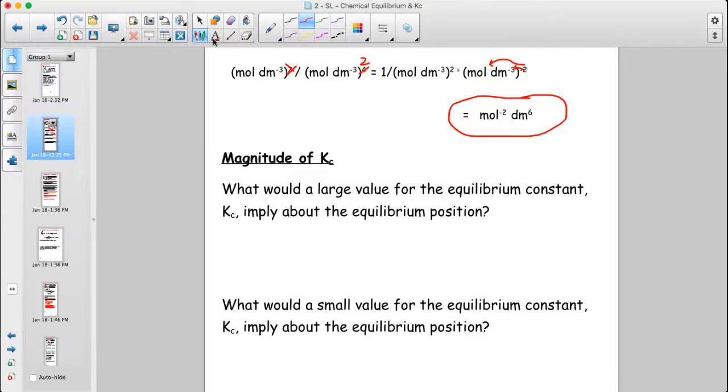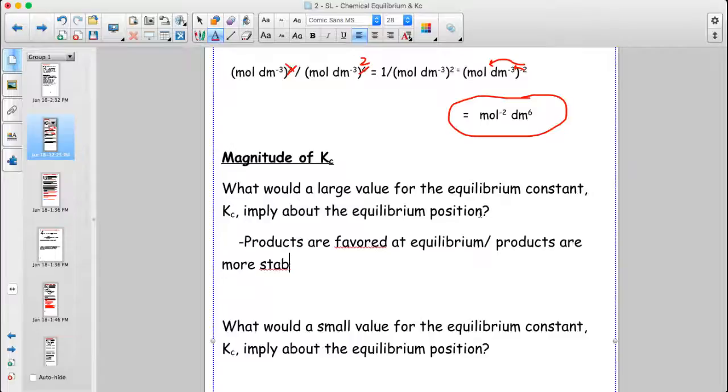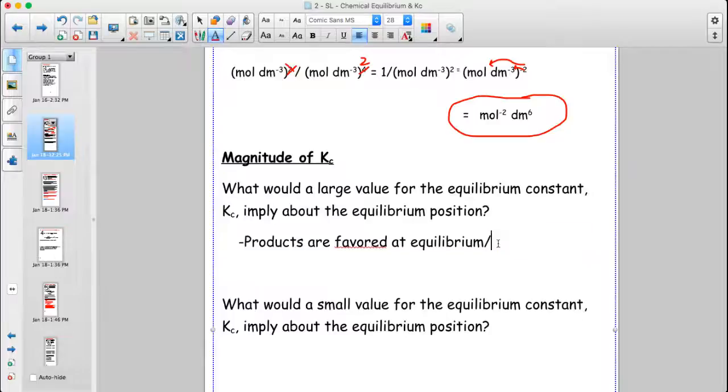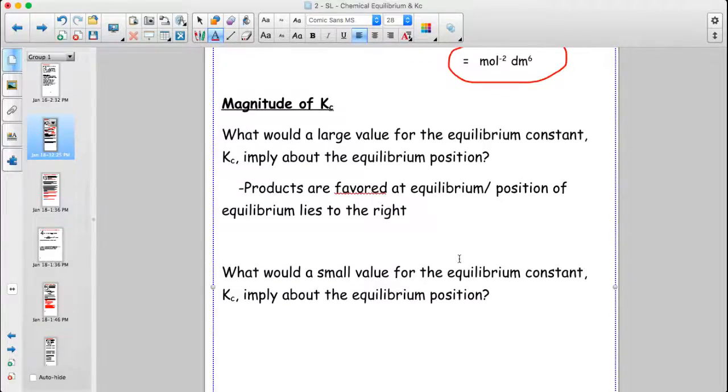Okay, so in equilibrium language, we say that having a large Kc value implies that products are favored at equilibrium and that the products are more stable, so that you'd probably end up with more products. But really, we can just point out that the products are favored at equilibrium, or the position of equilibrium lies to the right. That's another way to say that same thing. You're going to have more concentration of products at equilibrium. That gives you a large Kc value.